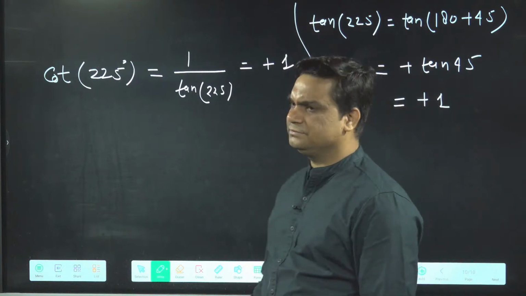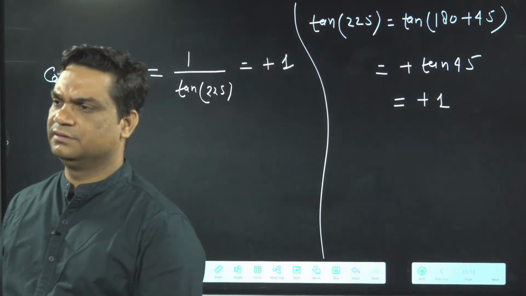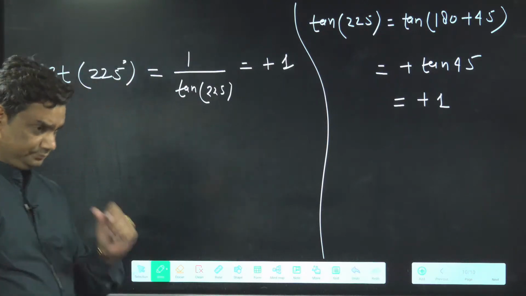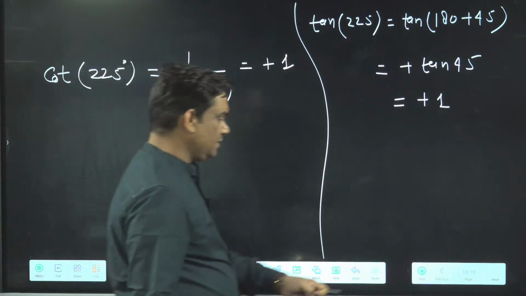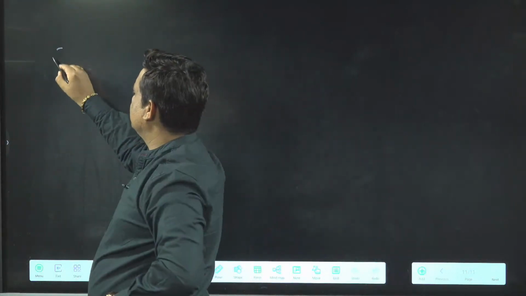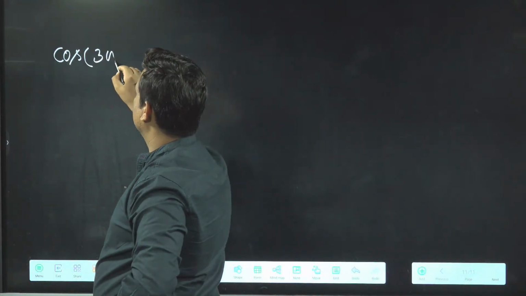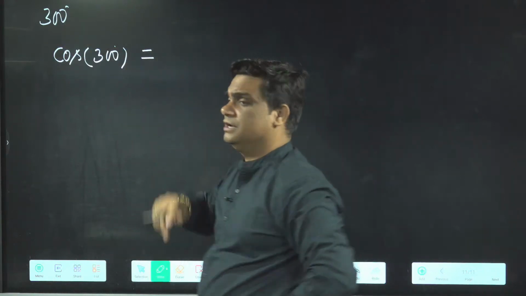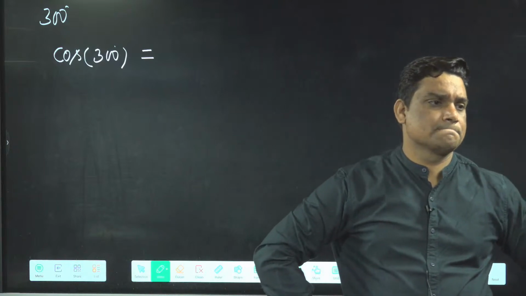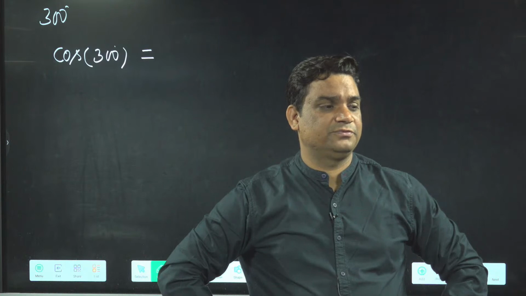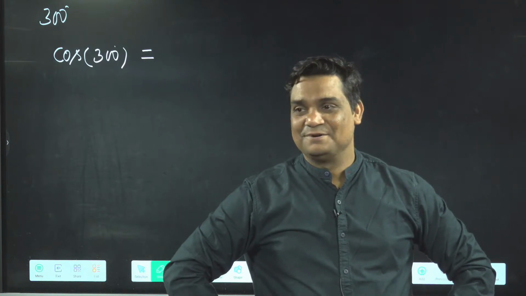Can I take the next question? Next one. Ready? Next one. Okay, cos 300. Cos 300, the angle is 300. Tell me the value of cos 300. Cos 300. Lenovo is saying half. What are others saying?